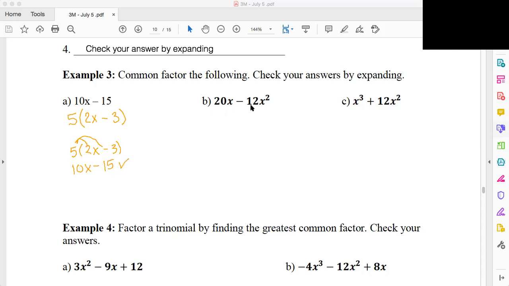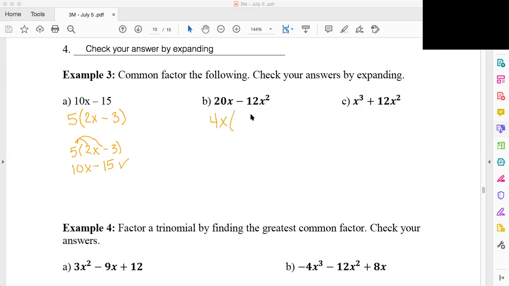Here, we're going to look at the two numbers. So we can tell that there's the common factor of 2 at least. Is there 3? You can't divide 20 by 3, but you can divide 12 by 3. Is there 4? So can we divide 20 by 4 and 12 by 4? Yes. Okay, so 4, and they both have an x. So we're going to take the one with the smallest exponent, which is right here, so just 1x.